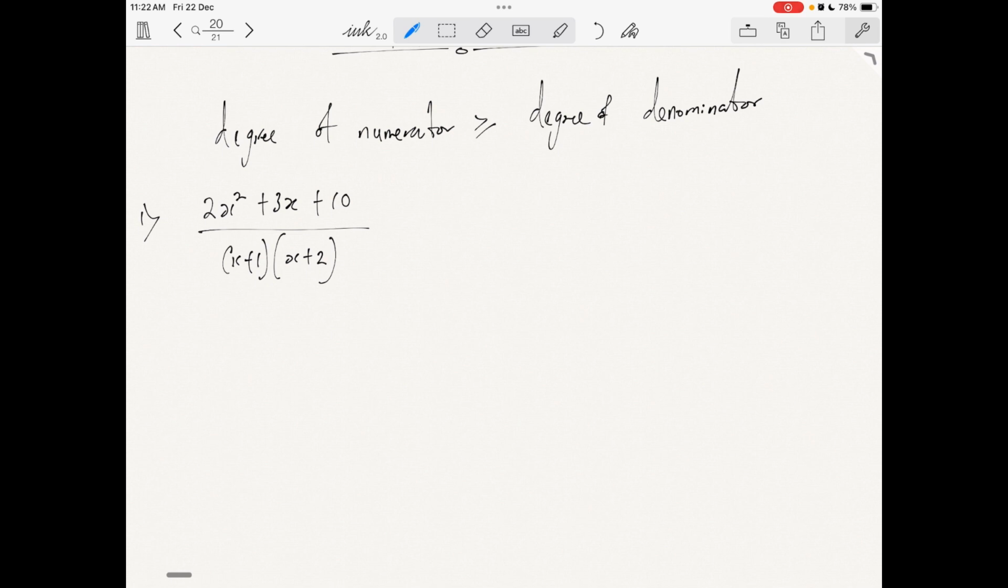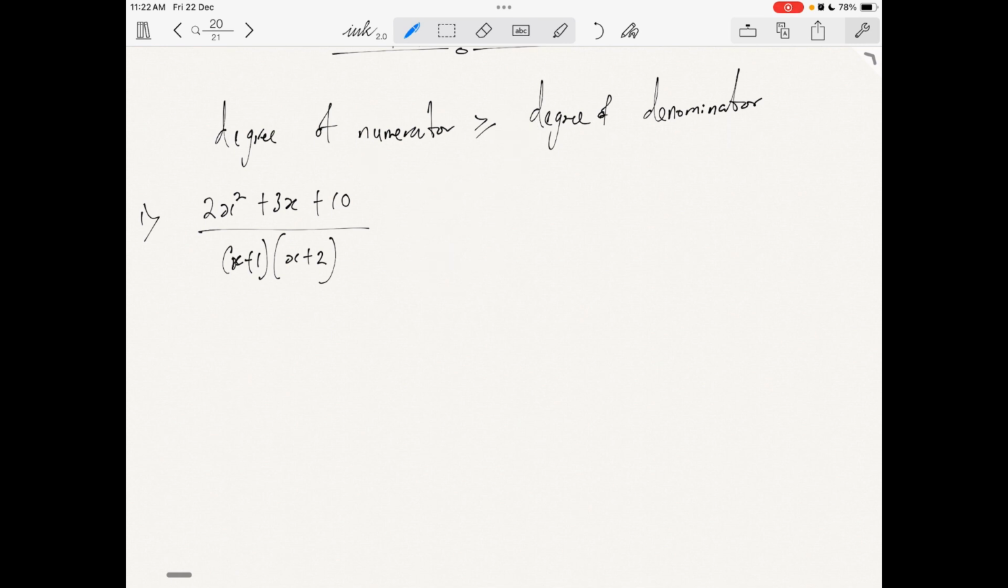Now we will realize here that the denominator has a highest power of x squared, and the highest power of the numerator is also x squared. Now here we see that they are equal in power, right? So all we have to do is perform a polynomial division.